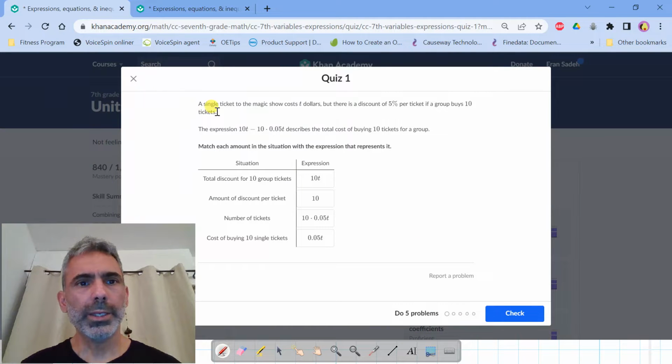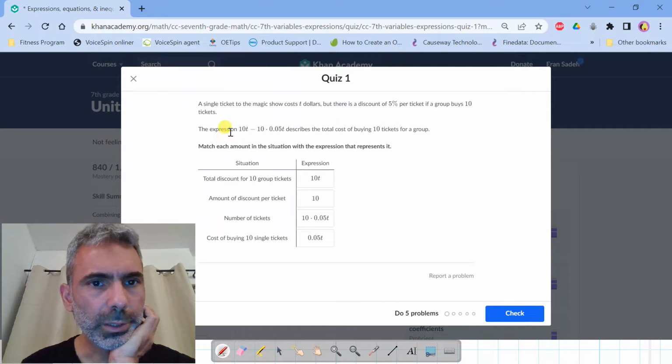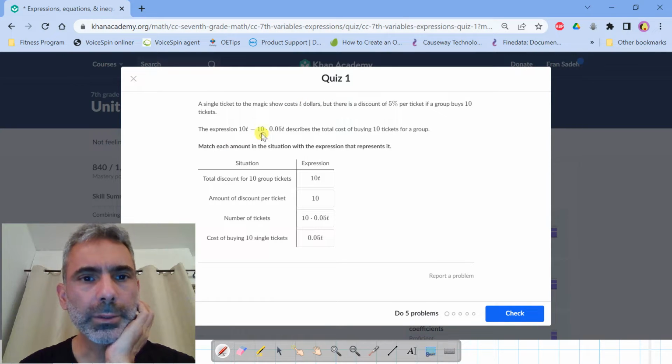Question number 1. A single ticket to the magic show costs $T, but there is a discount of 5% per ticket if a group buys 10 tickets. The expression 10T, which is the cost of 10 tickets, minus 10 times 0.05T.